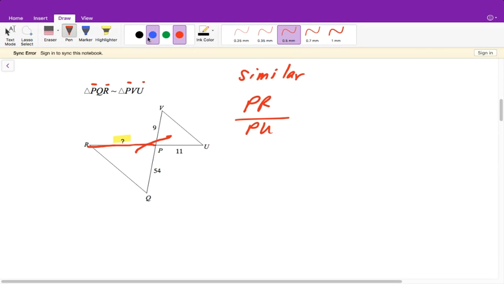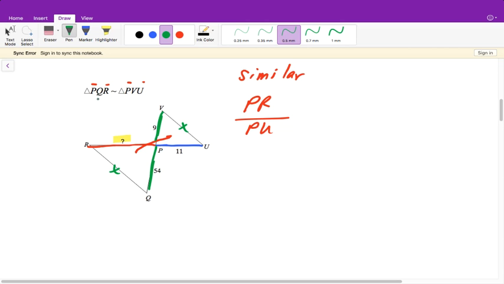All right, then I'm going to look and see. I just talked about this side. Now I have these sides left. So I have VP and I have PQ. Those are the only sides that they give me any information about. So I can't use RQ or VU at all because they don't give me anything about them.